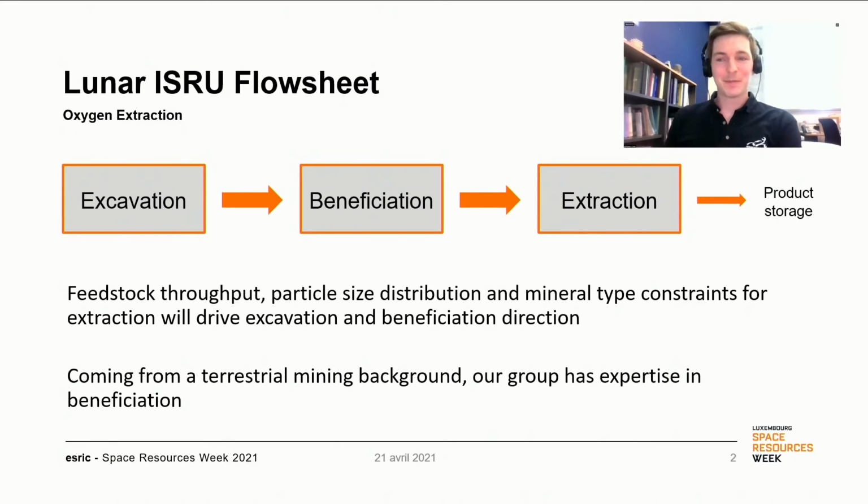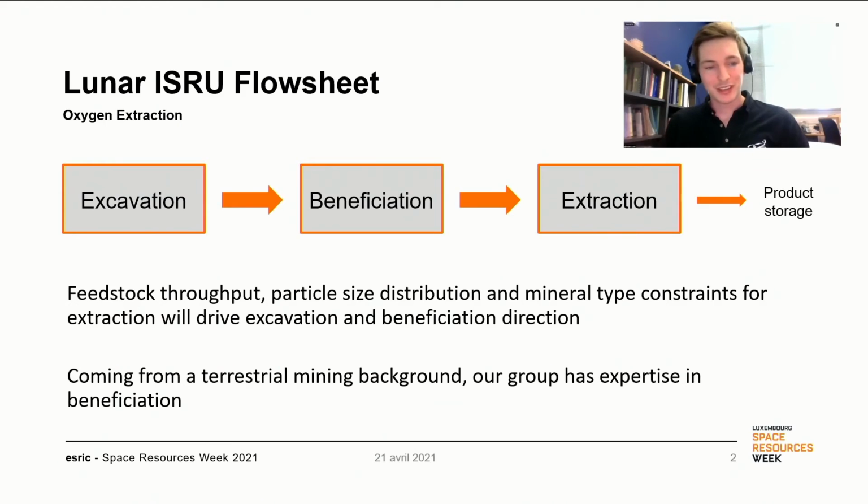So starting off with the typical flow sheet for lunar ISRU for oxygen extraction. I'm sure many of you have seen this before. It basically consists of three main stages. You have your excavation, effectively digging up the regolith. You then need to beneficiate this. This is basically screening for a certain particle size that you might need, and enriching any minerals of interest for your extraction phase, where you actually liberate said oxygen from whichever mineral, which is typically ilmenite.